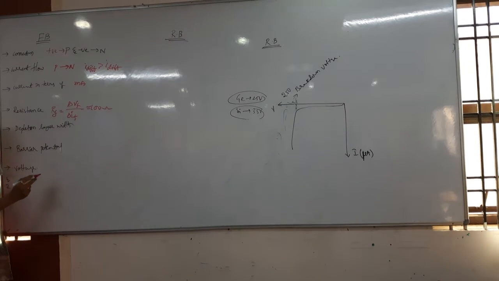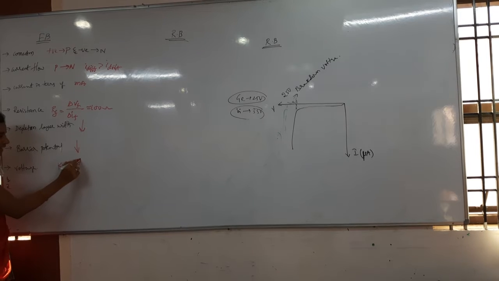Depletion layer width will decrease, potential also decreases, and which type of voltage will be there? In the VI characteristics, which type of voltage will be there? Knee voltage is there.